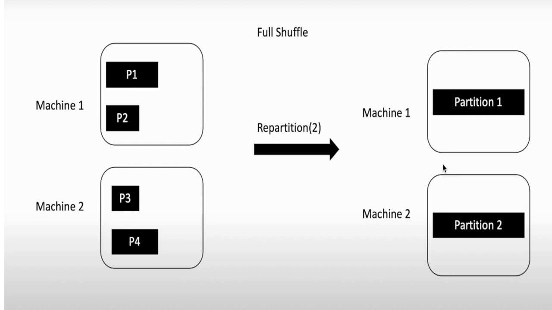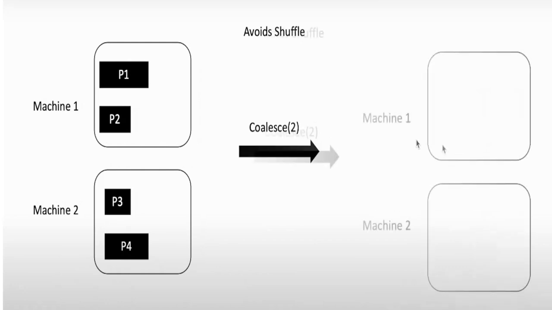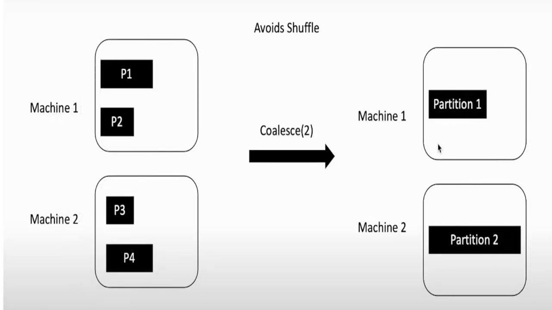Similarly, for coalesce, if we do coalesce of 2, it will also create two partitions on the output side, but the size of the partitions may not be similar. And it will try to avoid the shuffle between machine 1 and machine 2. Here it will try to combine the P1 and P2 partitions from machine 1 and create partition 1 on the output side. Similarly, it will try to combine or merge the P3 and P4 partitions and create partition 2 on the right side. So coalesce will try to avoid the shuffle.